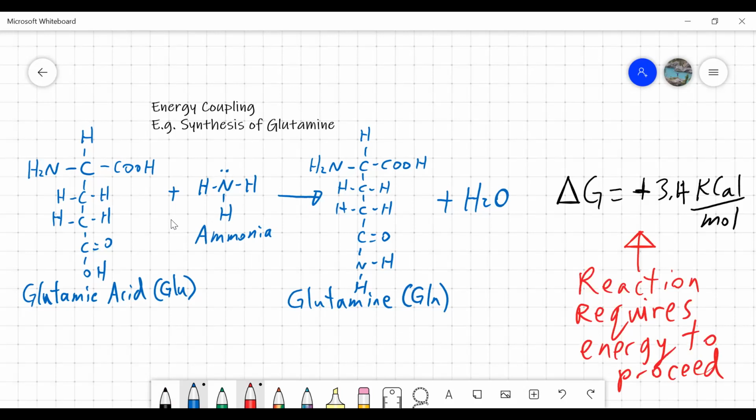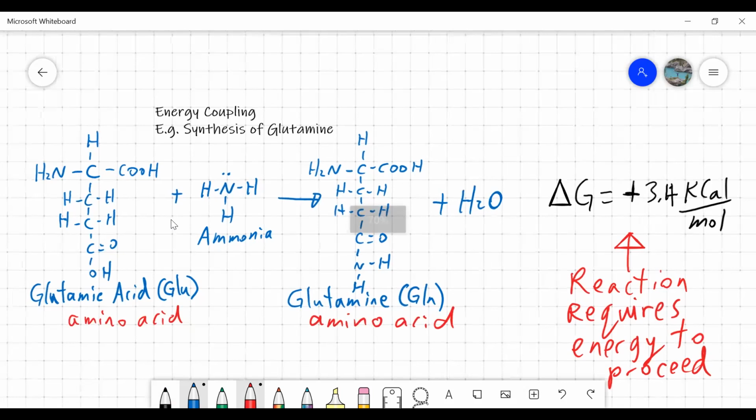We have a reaction, we'd love to do it. Sometimes our body needs to synthesize this amino acid. So these are amino acids, by the way. I'll just write that down here: amino acid and amino acid, just in case you missed that part. So sometimes our body needs to synthesize glutamine, and we don't have energy. So we've got to use energy. And where do we get this energy from? We get this energy from ATP.